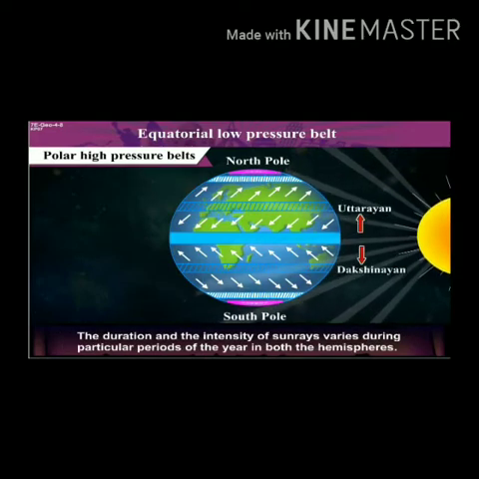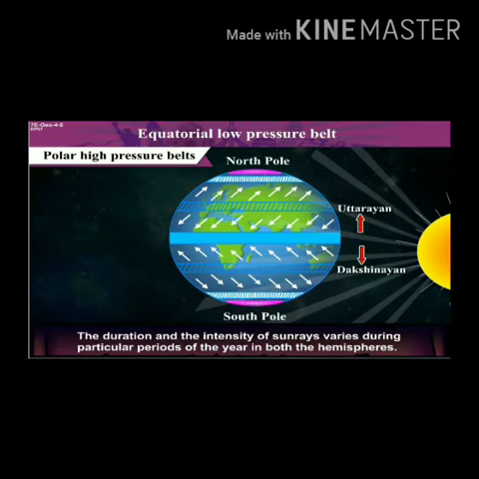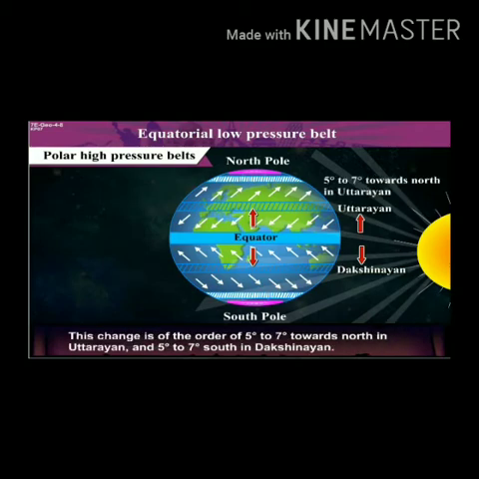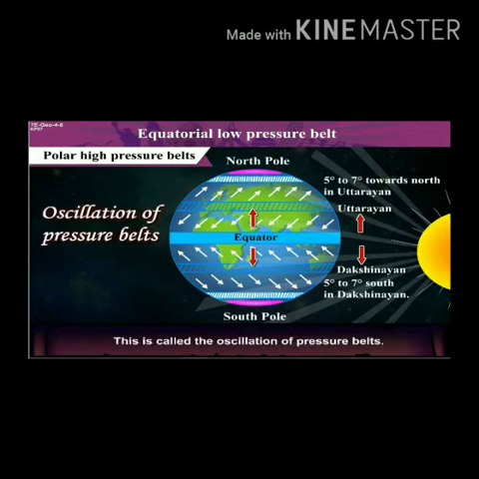The duration and the intensity of sun rays vary during particular periods of the year in both the hemispheres. As a result, the locations of the temperature zones and the pressure belts, which depend on the sun's heat, also vary. This change is of the order of 5 degree to 7 degree towards north in Uttarayan and 5 degree to 7 degree south in Dakshinayan. This is called oscillation of pressure belts.